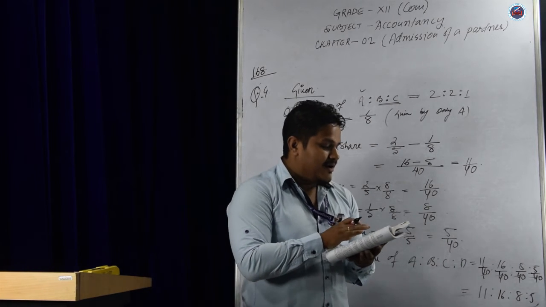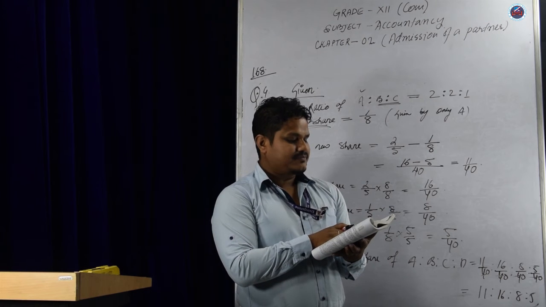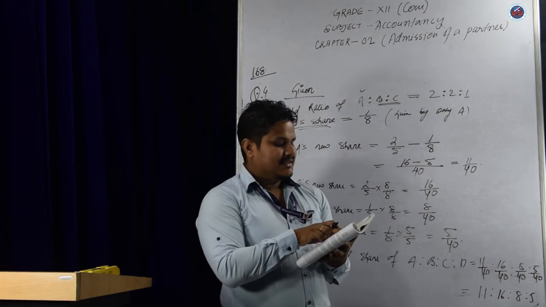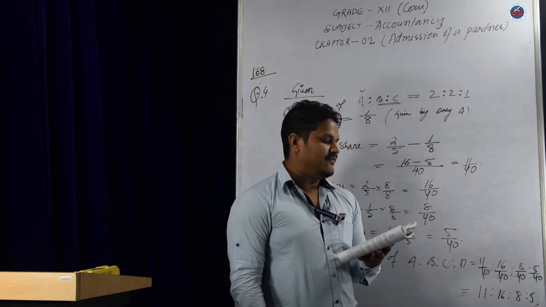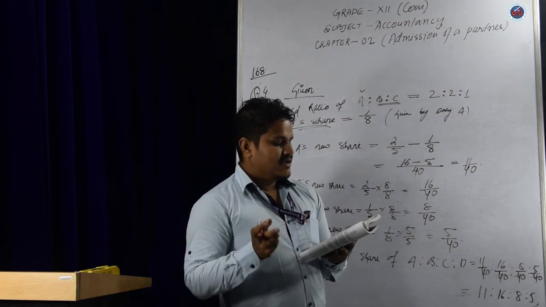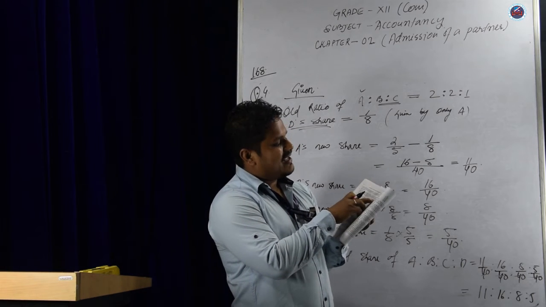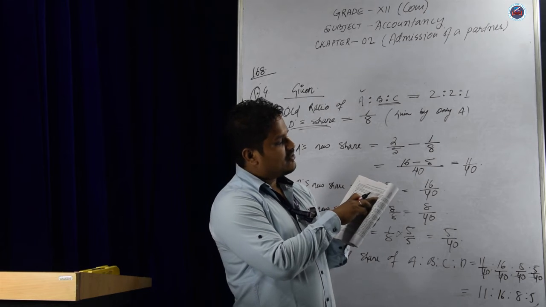P and Q are partners sharing profit and loss in the ratio 2:1. The admitted partner is given a 1/5 share, which is taken from P and Q. That means this 1/5 share is given by P and Q in the ratio 1:2.